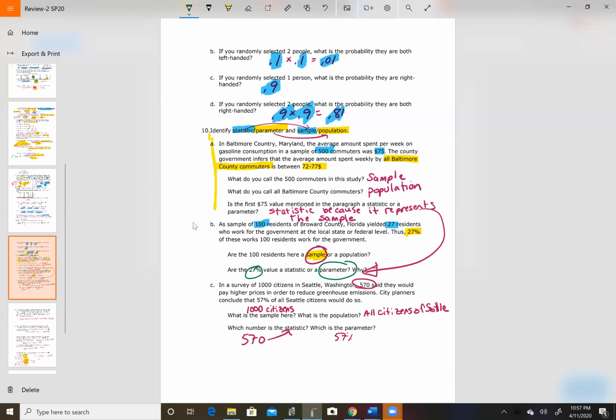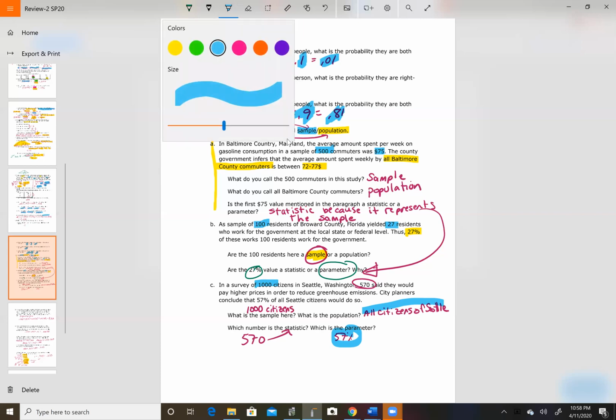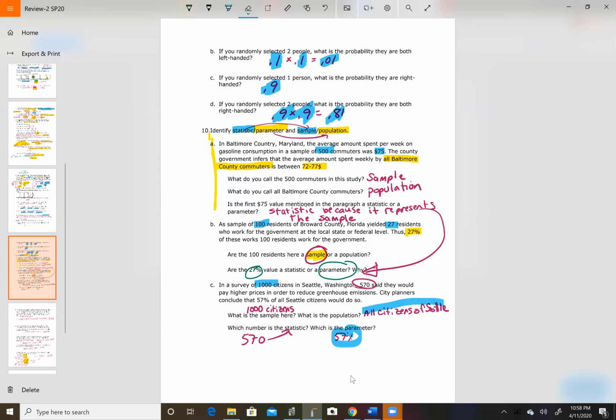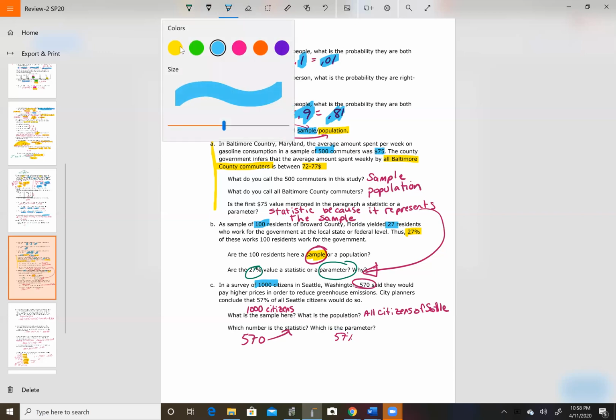the sample. In a survey of 1,000 citizens in Seattle, so we know the sample is 1,000 citizens, 570, so 570 would be the statistic. 57% is the parameter, and the population are all, and I'm doing the parameter and population again in blue. I shouldn't do that. All citizens is the population.